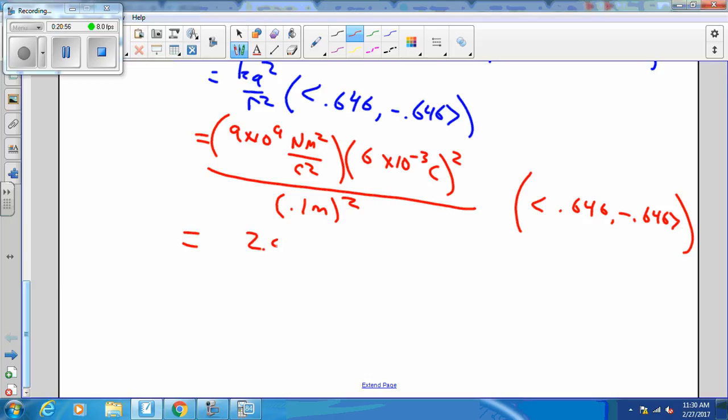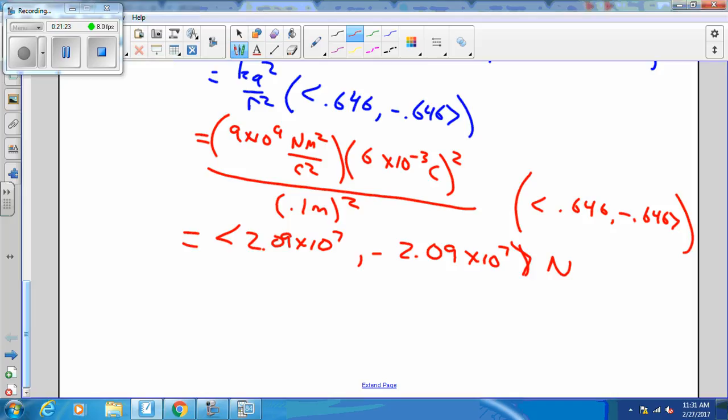So I get 2.09 times 10 to the 7 newtons, comma, negative 2.09 times 10 to the 7 newtons. So this is the rectangular form. As far as I'm concerned, we're done.